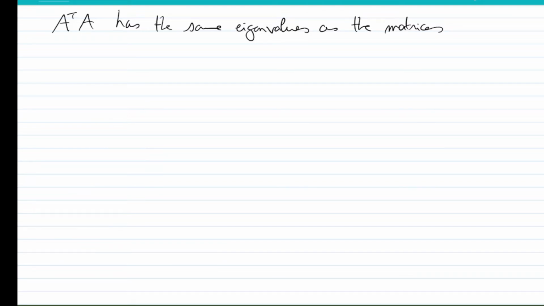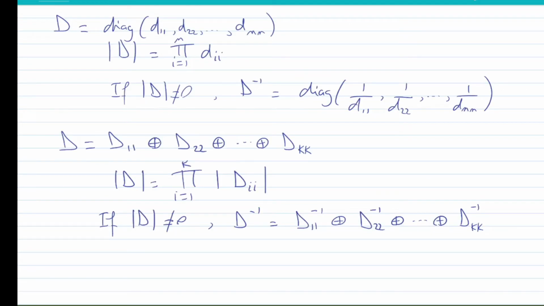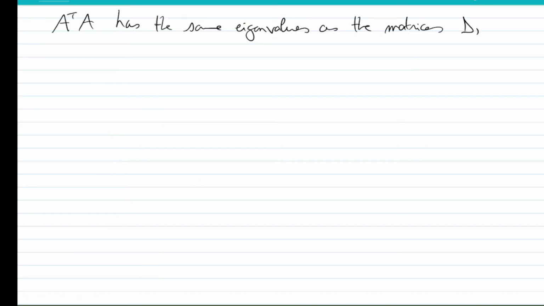So let's continue now to where we were. Our matrix A transpose A has the same eigenvalues as the matrices, what did I call them? D1 and D2. So you see, instead of having to compute the determinant of a 3×3 matrix, because of this diagonal structure, I just need to compute.